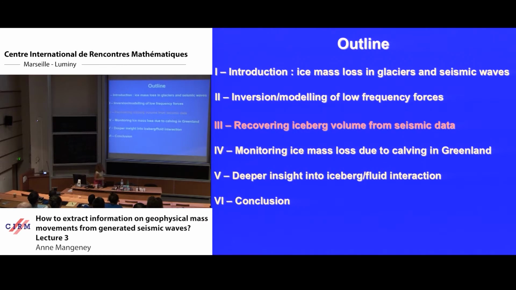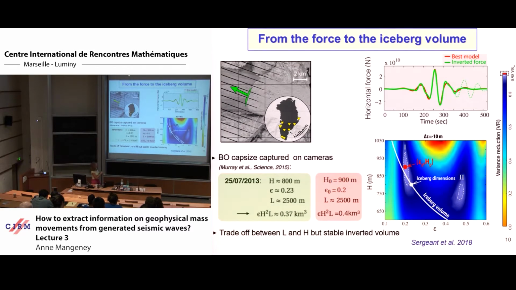So now that we understand all this, we will do the exercise of comparing all our simulations with the inverted force and try to find the volume for the events that I showed you, where we know the volume thanks to the movie, for example. It is what we did here. So this is a very big iceberg. Here the length is 2.5 kilometers, thickness is 800 meters, and aspect ratio is 0.23. So you have a volume of 0.37 cubic kilometers for this iceberg.